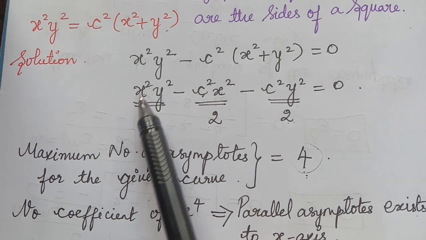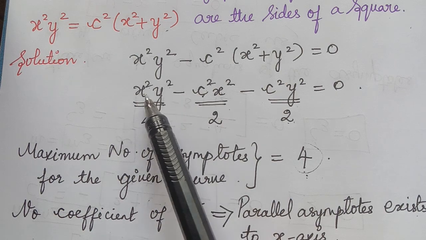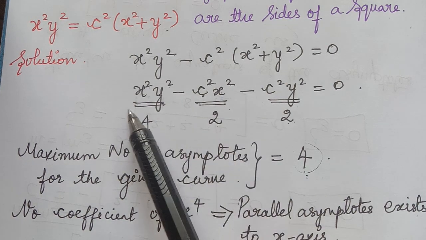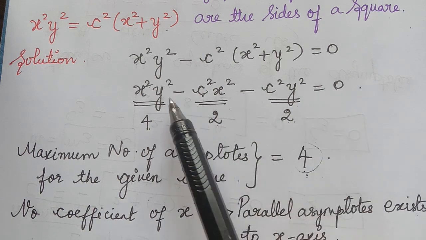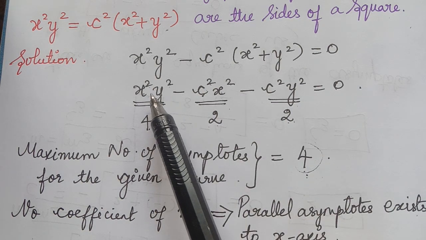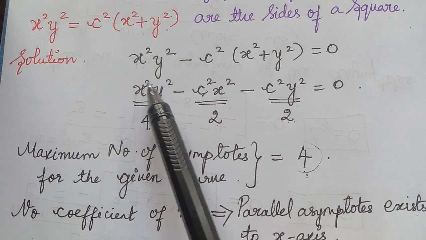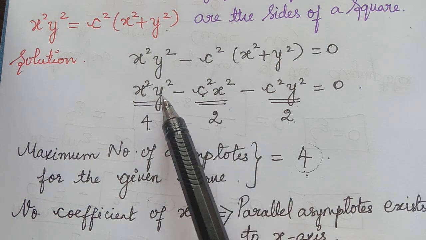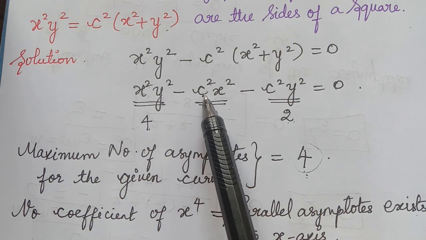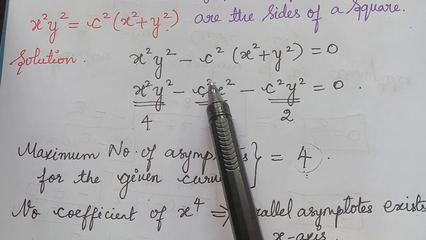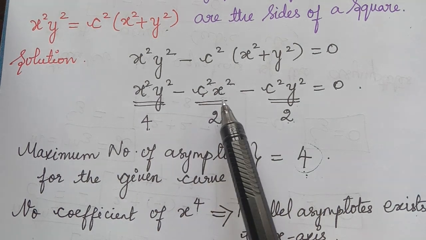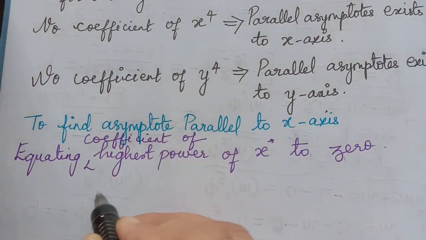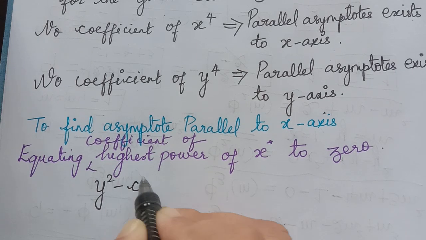For x alone, the highest degree is 2, because here we have x square and here also we have x square. So the highest degree for x term alone is 2. What is the coefficient of x square term? Here you have y square minus c square. So equating the coefficient to 0, we get y squared minus c squared equal to 0.